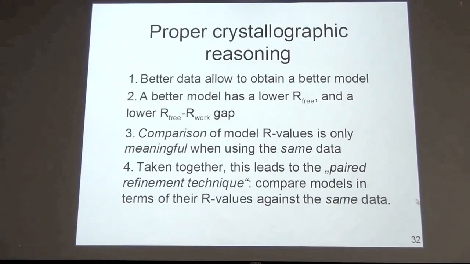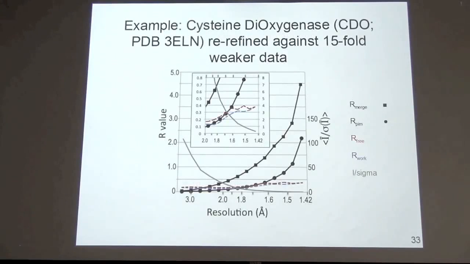I think that's a good rule. So we can compare model R values, R-free and R-work, only when they refer to the same data, yeah? Not to different sets of data with different high resolution cutoff. And now let's take these 3 points together, and we call this the paired refinement technique. That means compare models in terms of their R values, R-work and R-free, against the same data, okay, not against different data.